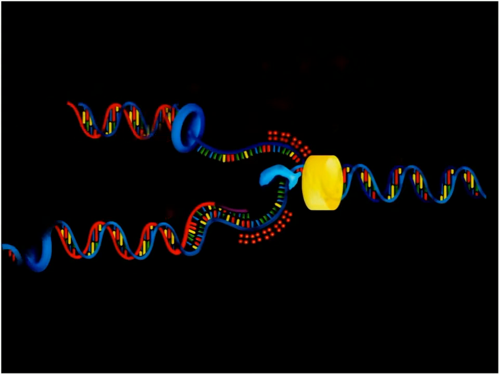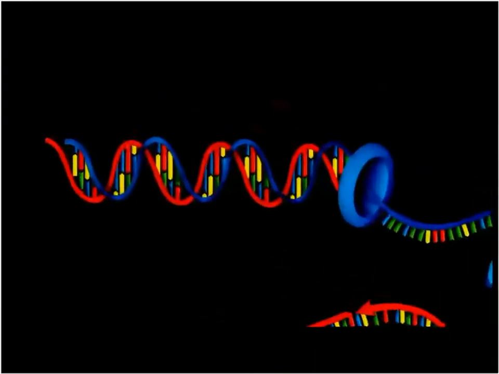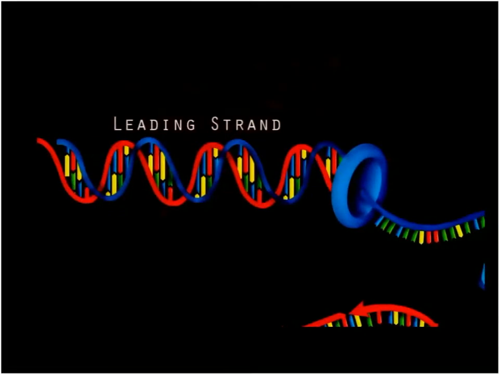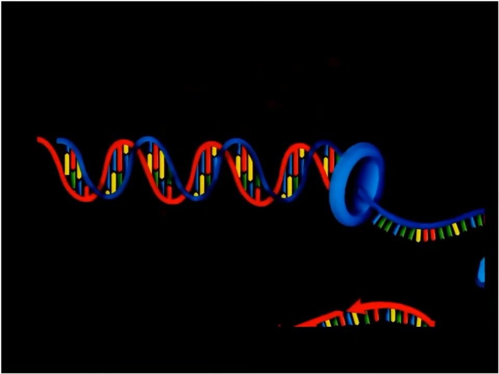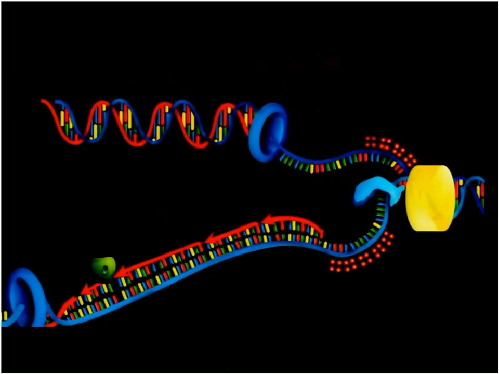Because polymerase can only extend in the 5' to 3' direction, one strand follows along behind helicase and can extend continuously. This is called the leading strand. The other side has to wait for helicase to unzip another section of DNA so that it can lay down a primer and polymerase can extend.